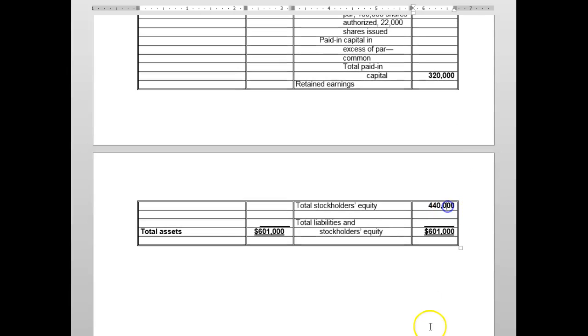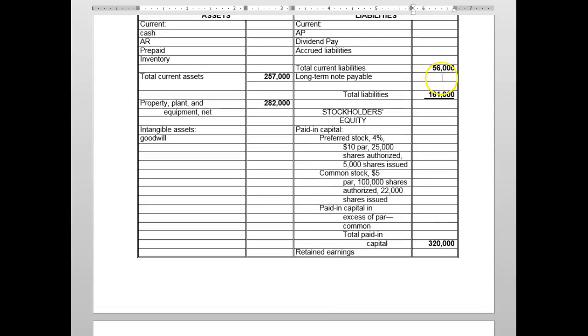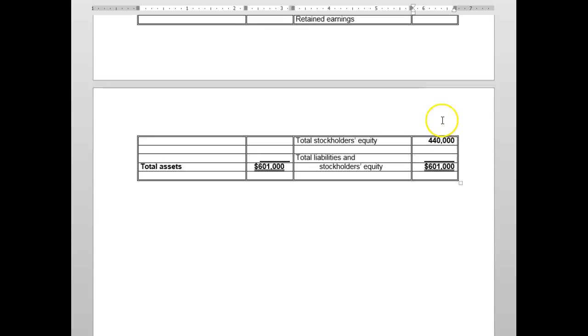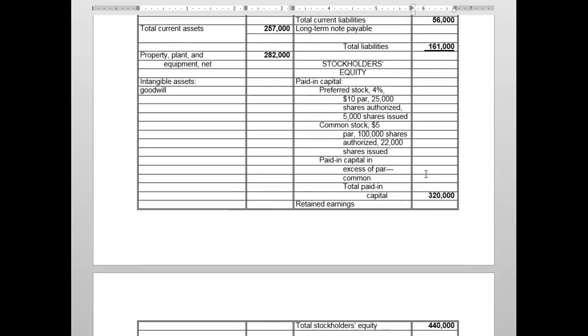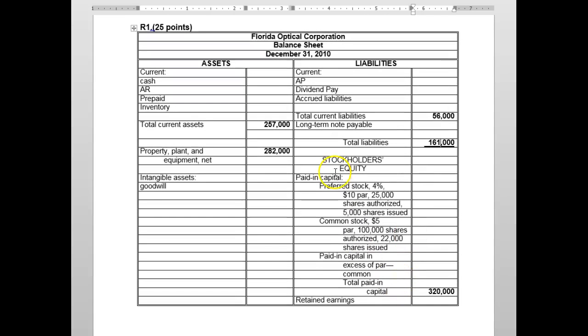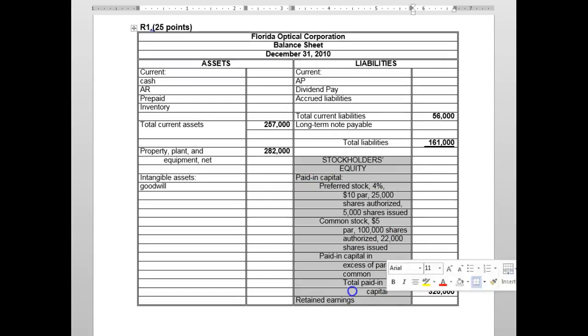And you should have a total owner's equity, a stockholder's equity then of $440,000. That added to your liabilities should match your assets at $601,000. And that is a very quick balance sheet. And actually it's kind of complex because of this. This is usually the most complex part of a balance sheet.